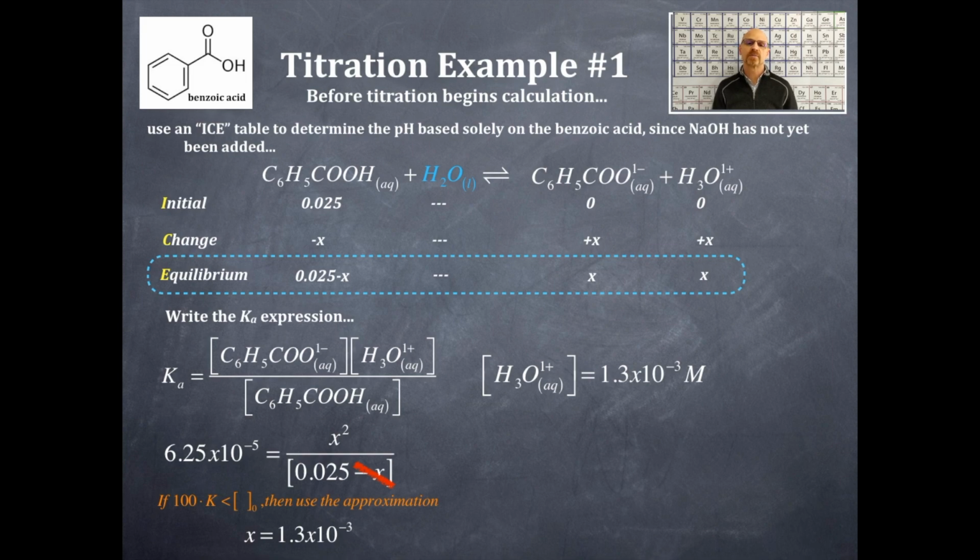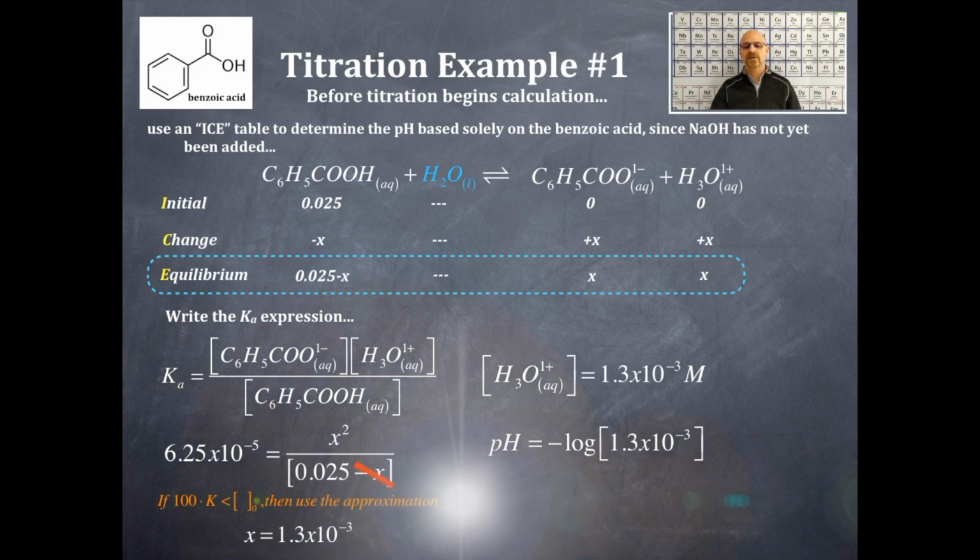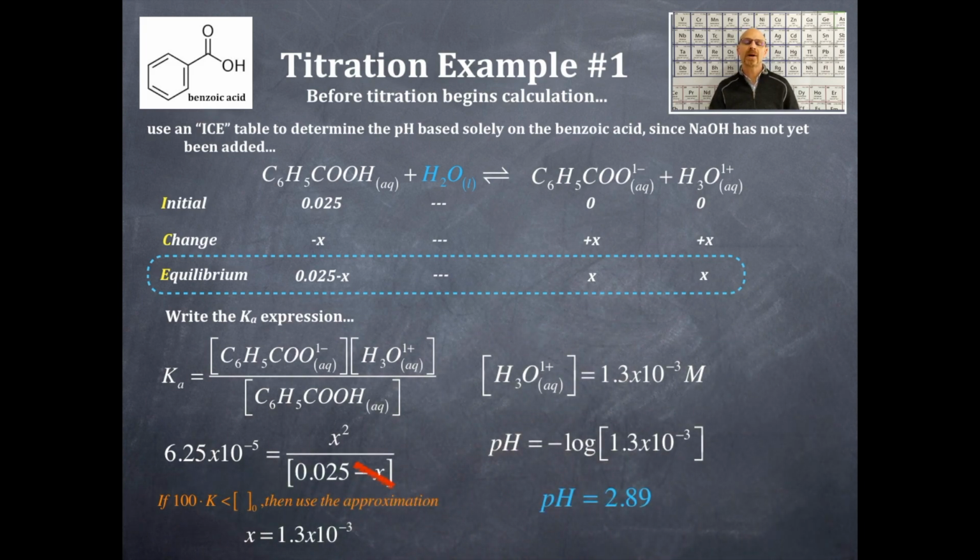Now from this, I should be able to get the pH. pH is equal to the negative log of hydronium ion concentration. I've plugged that in here. Now I'm going to put this into my calculator, and I'm going to get the pH. The pH is equal to 2.89. I've got 2 decimal places.